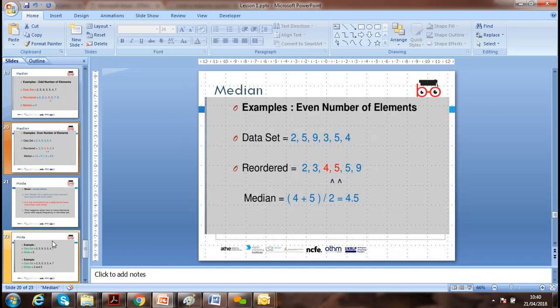Now in this case, we arrange the data. Which one is the middle value? 4 and 5 both. We take them, add them, and divide by 2. With an odd count like 7, it's fine. But now we have an even count of numbers, so we take the middle 2 numbers, add them together and divide by 2. So the middle value will be 4.5. So 4.5 will be our median.